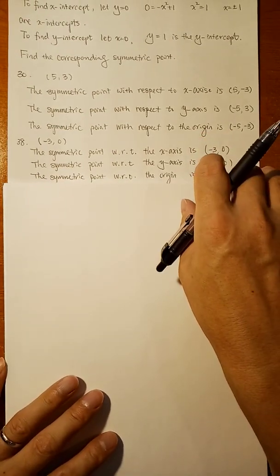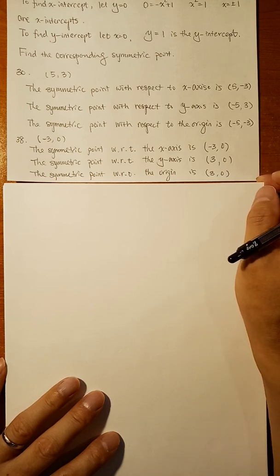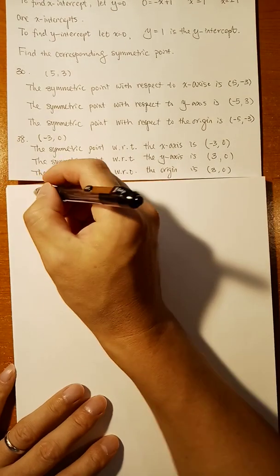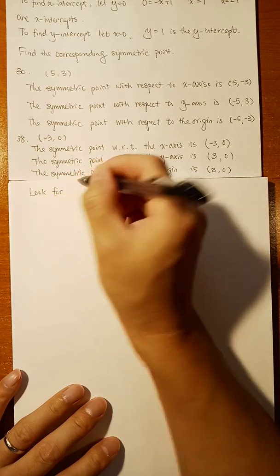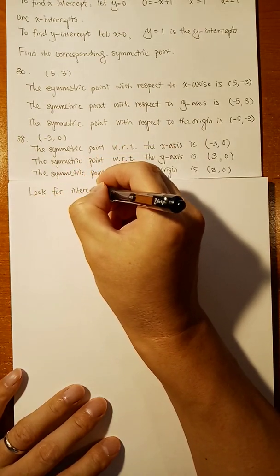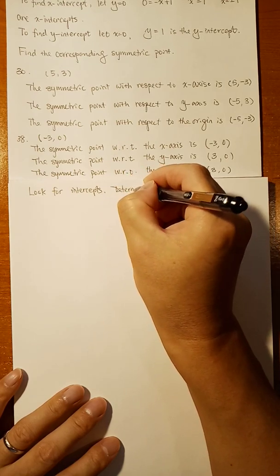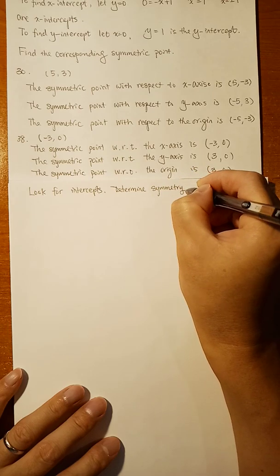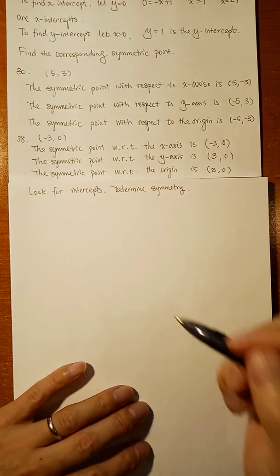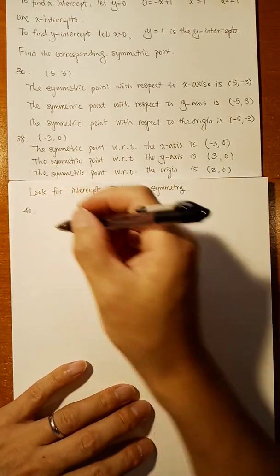Next part, assume we have graphs. We're looking for the intercepts to determine symmetry. Okay, there are two situations. Let's check 40. Check 40.